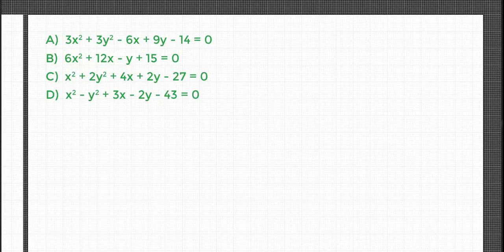Now let's see some examples of our test to determine what these equations represent in conics. Example 1. 3x squared plus 3y squared minus 6x plus 9y minus 14 equals 0. What was our first condition? If x squared and y squared are present in the equation, then it cannot be the equation of a parabola. Hence, this is not the equation of a parabola.